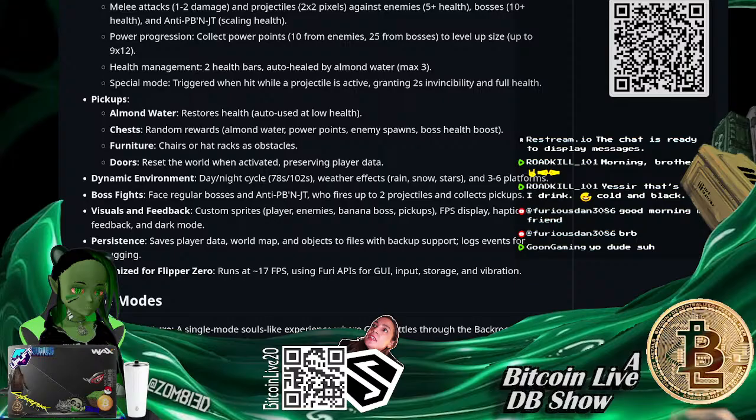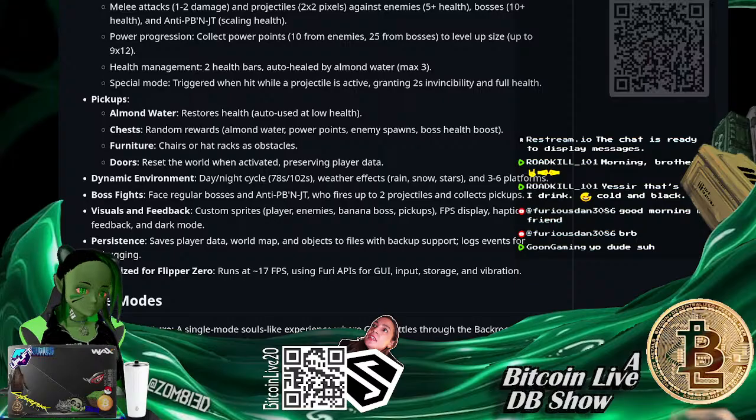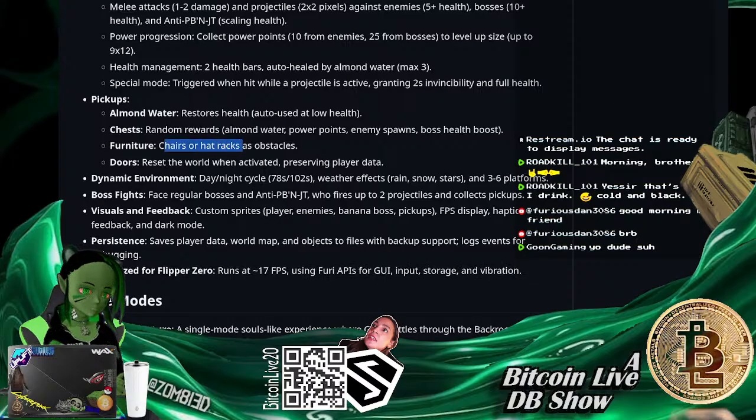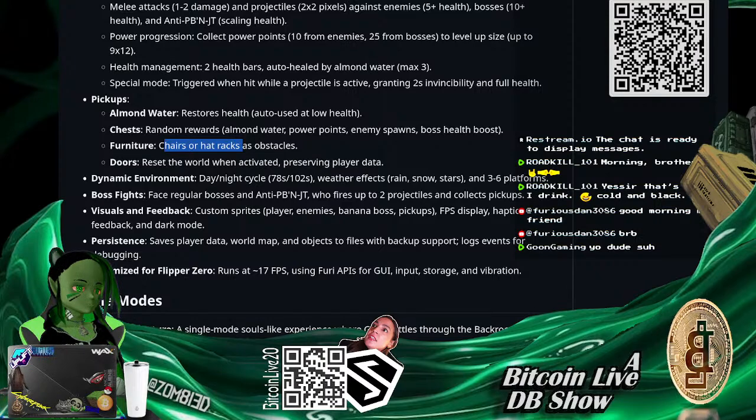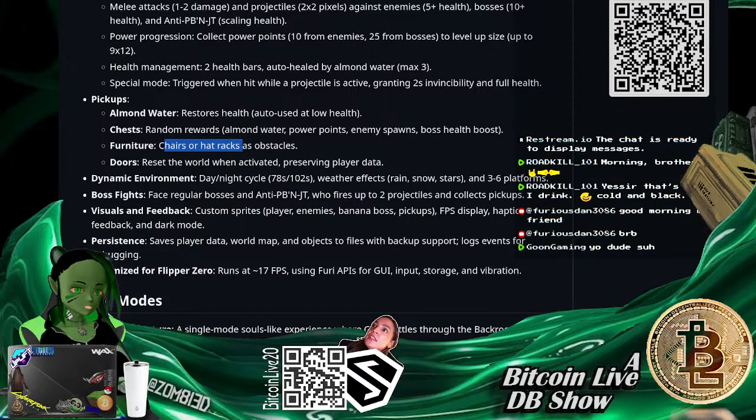Alright, so pickups: almond water, chests, furniture. Yes, there are chairs and hat racks and other obstacles in your way that you have to get around. There are doors that will reset the world when activated, preserving player data though. Dynamic environment, so it's got a day-night cycle between 78 seconds and 102 seconds, meaning night is longer than day. It has weather cycles like rain, stars, snow. It can generate 3 to 6 platforms for you, and for the bosses and enemies to use.